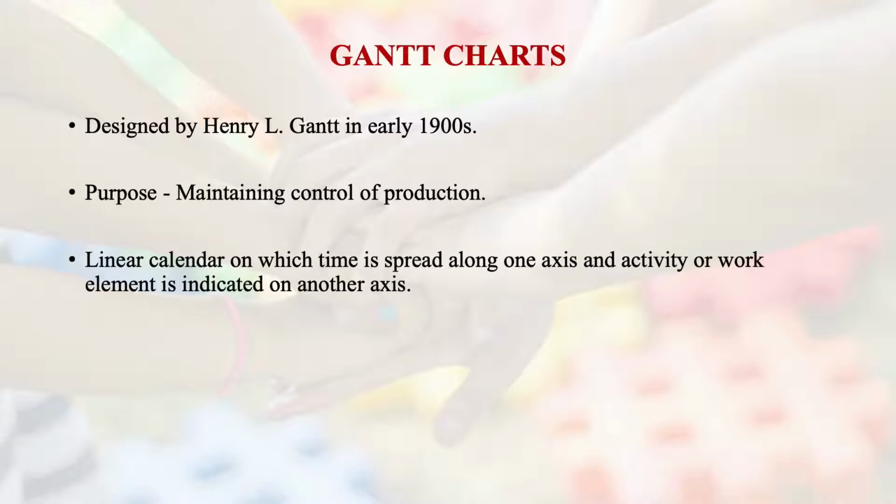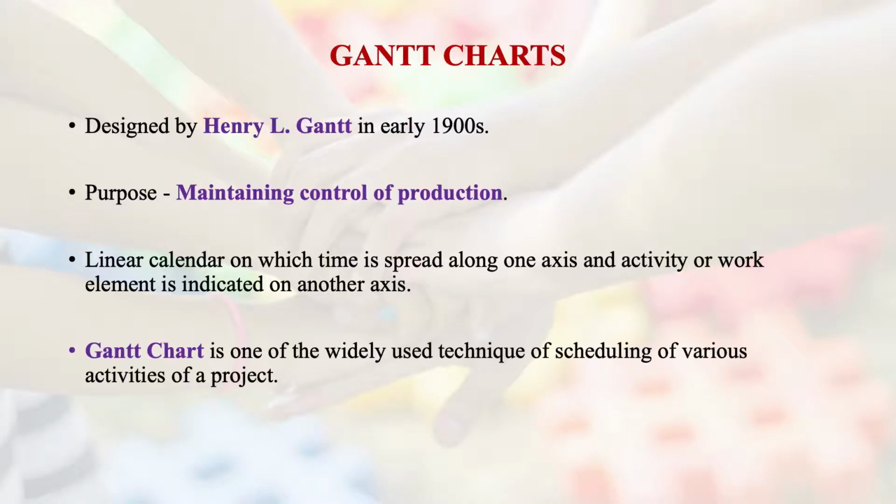It is a linear calendar on which time is scheduled along one axis and the activity of work is indicated on the other axis. This is typically the structure of a Gantt chart: it is linear, with one axis for time and another for activity. It is one of the widely used techniques for scheduling the various activities of a project.